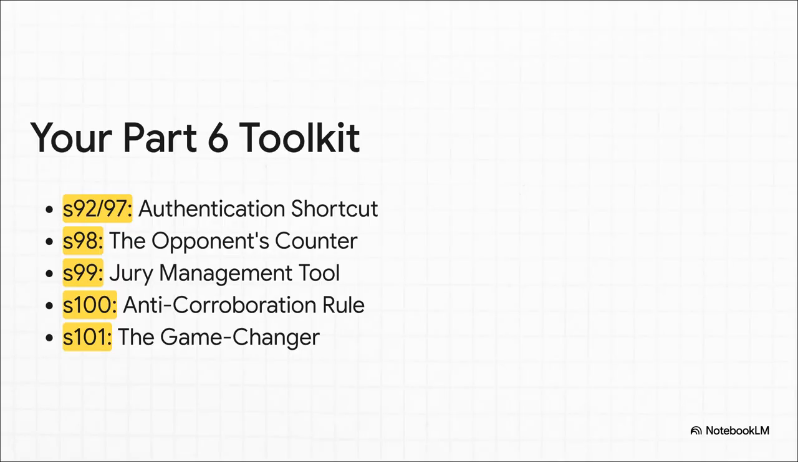Sections 92 and 97, that's your authentication shortcut to get the evidence in the door. Section 98 is your opponent's main countermove to try and get it thrown out. Section 99 is your jury management tool to control a document's impact. Section 100, that's the simple anti-correlation rule. And finally, Section 101. That's your game-changing power play to turn an inconsistent statement into substantive proof.